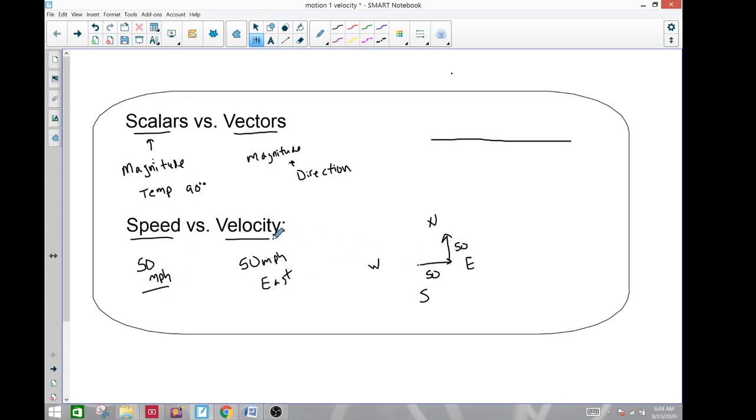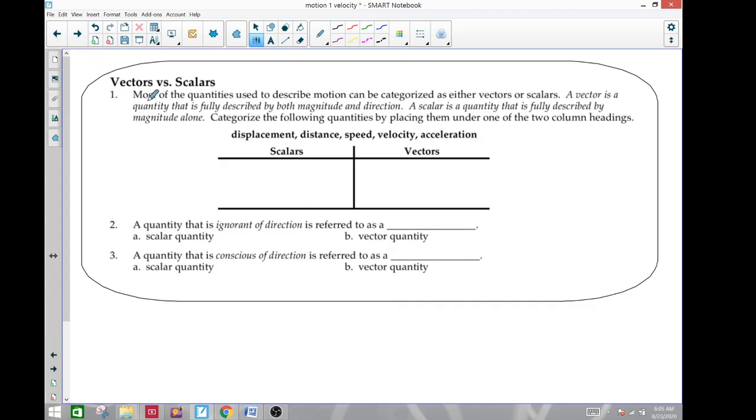So a vector is often described by an arrow. Notice that my arrows are about the same length. The length of the arrow is often proportional to the size of the vector. So this might be 50 miles per hour, but this might be 100. We'll use vectors a lot. There are lots of vectors in physics. All right, vectors versus scalars. Every time we do something like this, it's always a possibility that you're going to want to stop, pause the video, and do it yourself.